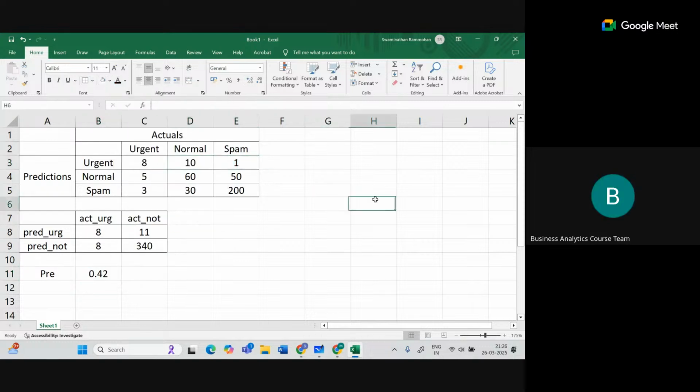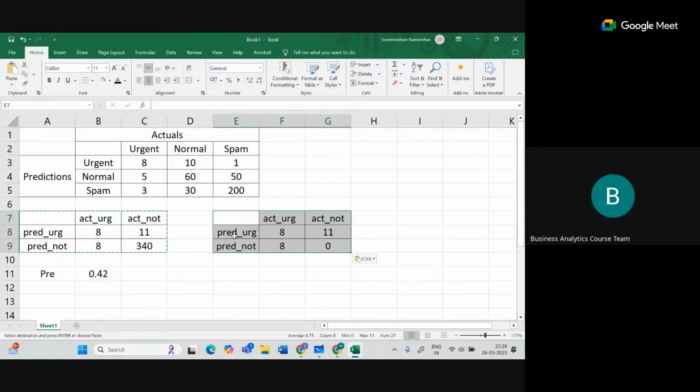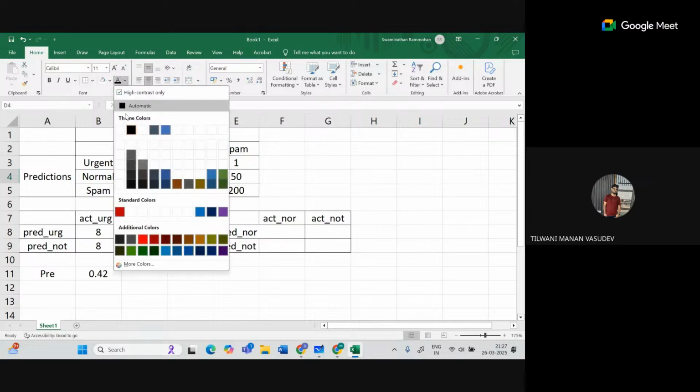So now similarly, we have to do this for the other class. This is a multi-class classification problem. So second, we will do normal. So what is actual normal and predicted normal? Sorry, it is 60. Predicted normal and actual normal, it is 60.